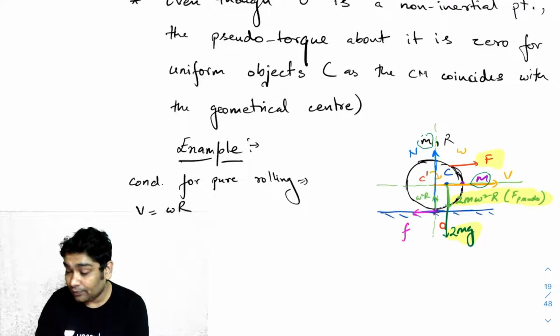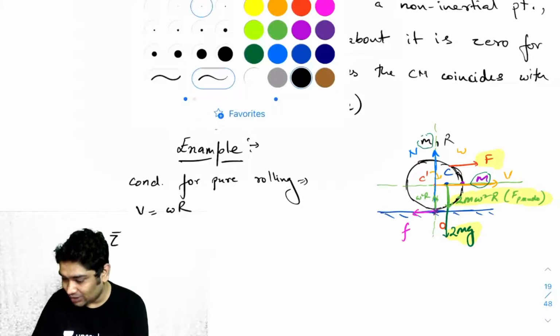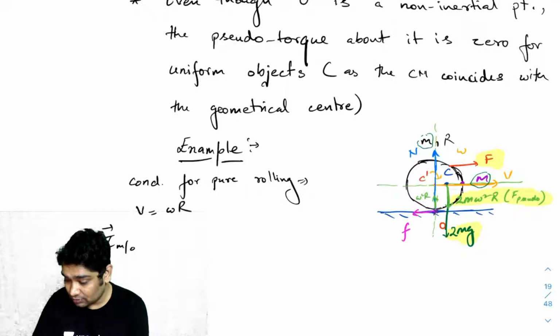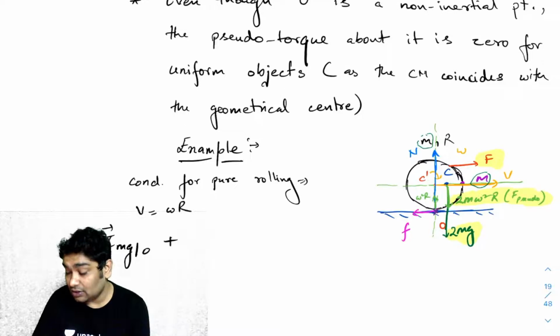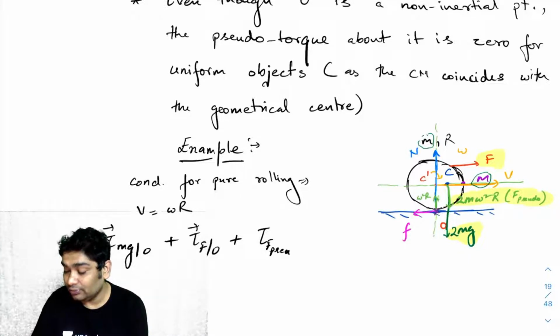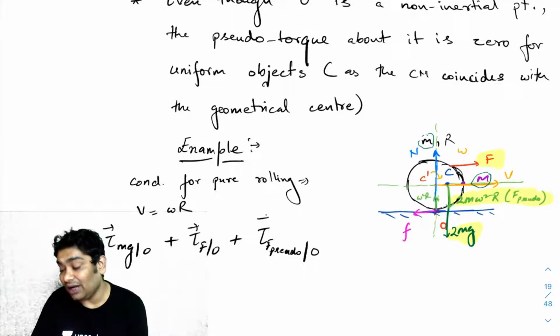Here I would have written summation of, or write those three terms individually. So tau of mg about O plus tau of f about O plus tau of f pseudo. And that would have been equal to I_O times alpha.